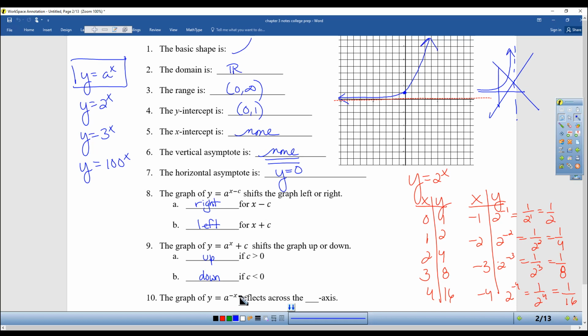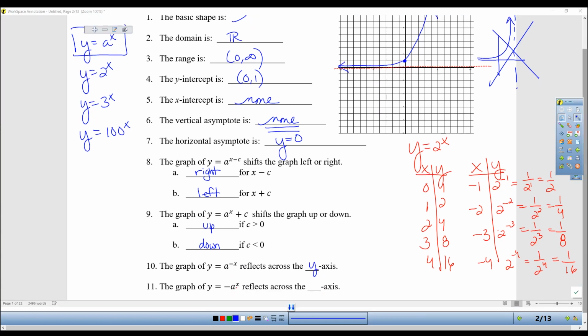A negative with the x will reflect it across the y-axis, and a negative out in front will reflect it over the x-axis. So that should be something that's familiar to you. If you have x squared, it looks like this. If you have negative x squared, you know it flips upside down. So a negative out front is going to flip it upside down.